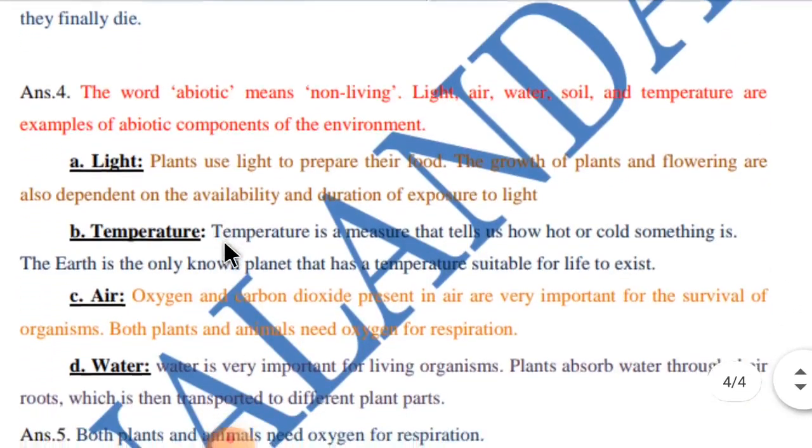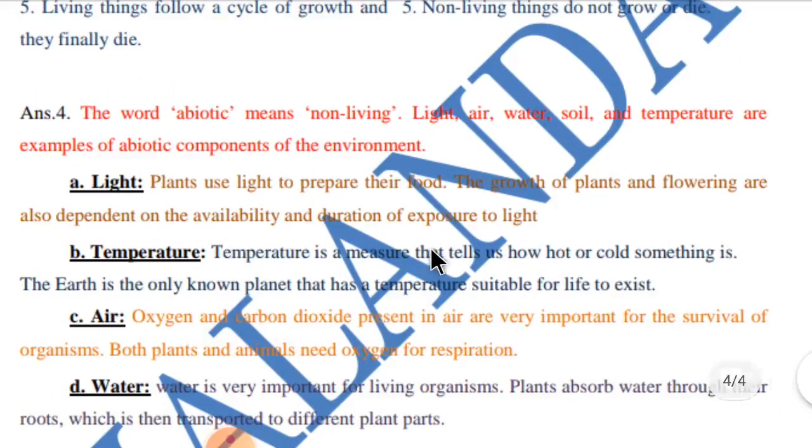Let's see the next question: describe the different abiotic components of the environment. So the answer is, the word abiotic means non-living. Light, air, water, soil and temperature are examples of abiotic components of the environment. Let's learn one by one.